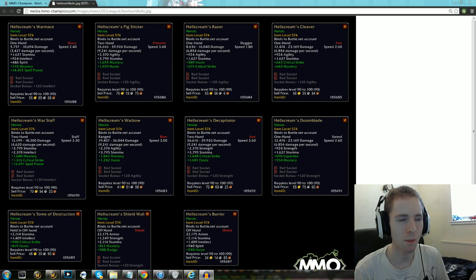It really confuses me why they'd put this in the game. And the strong weapons as well, they both have double sockets and the 574 item level. So these are very, very big upgrades for people. It's a lot of DPS you're going to be getting from these weapons. So, I don't know about that one.